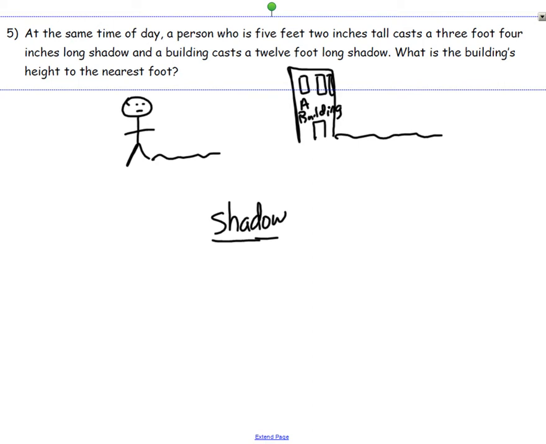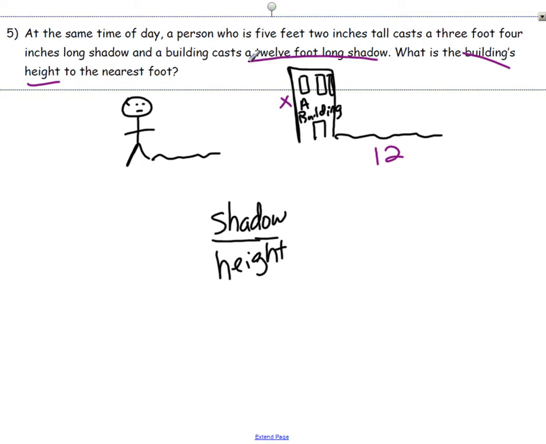This could be the person's shadow compared to... You're forgetting the other part here. Shadow and what else? The person. What about the person? The height. Thank you. Watch me fill in our numbers. An easy one is the shadow of the building because that's just 12 feet. The building height is what we want to know, so we call that X.